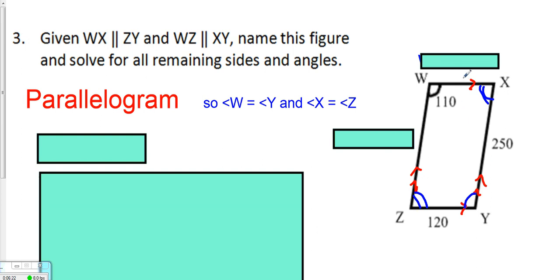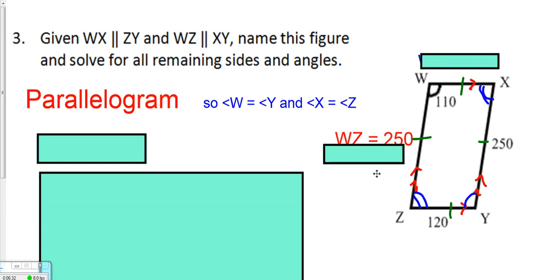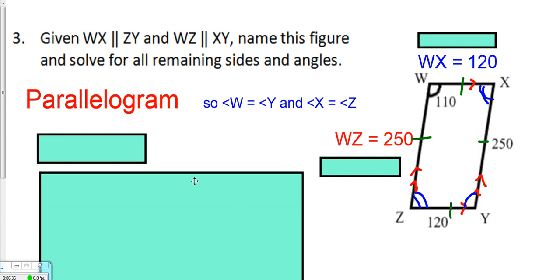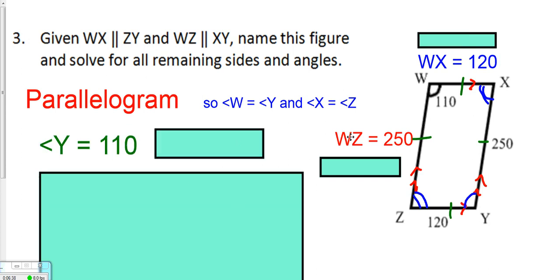We also know that WX has to be just as big as ZY, and that WZ has to be just as big as XY. So since this one is 250, this one is 250. Since this is 120, this is 120. Same thing. Since this one is 110, this one has to be 110.